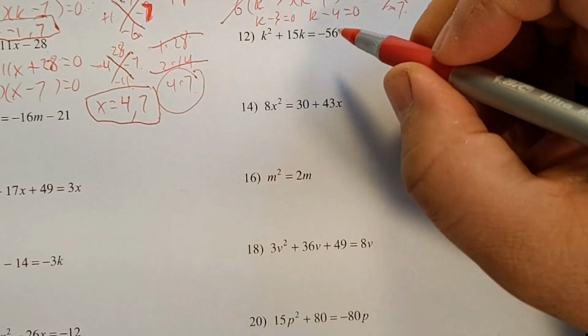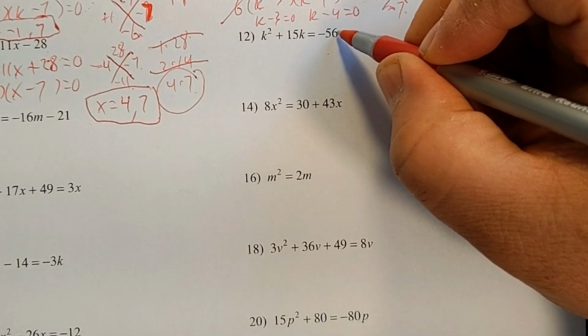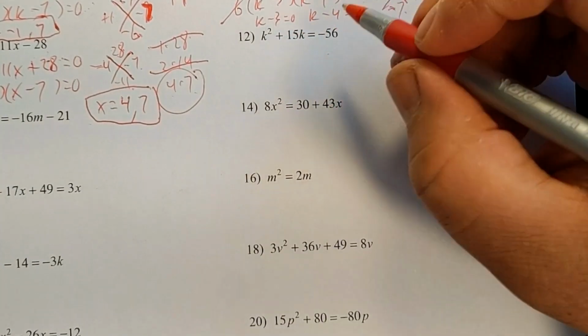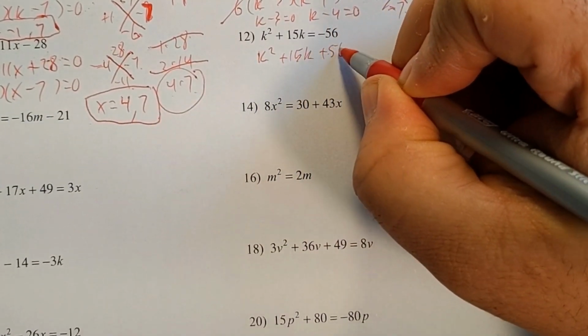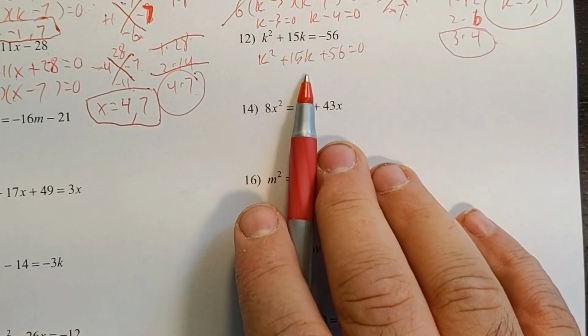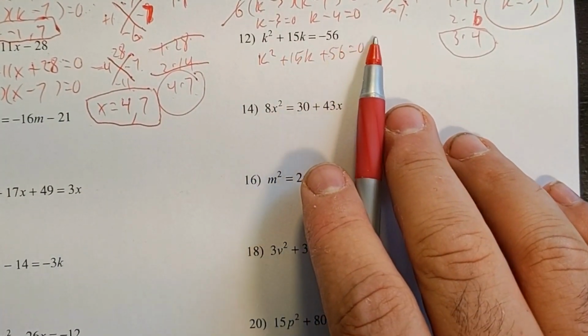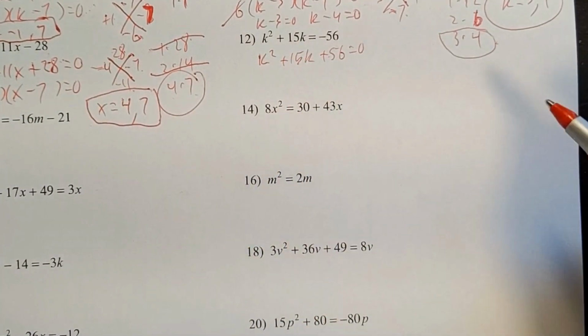Number 12, it's not in standard form because the 0 is not over here. We need to move this negative 56 to the left. So we rewrite this one. So it's going to be k squared, already there, plus 15k is already there. And we're going to move that 56 across, so it's going to be positive 56, and then equals 0.